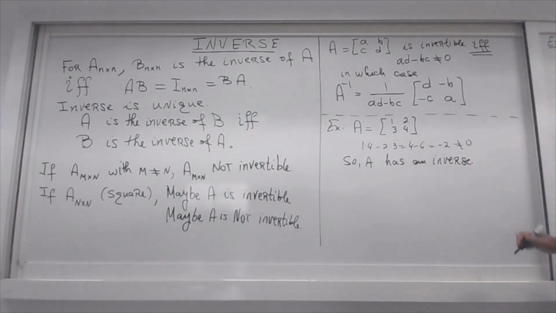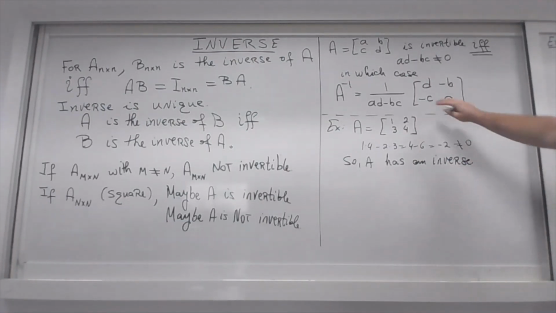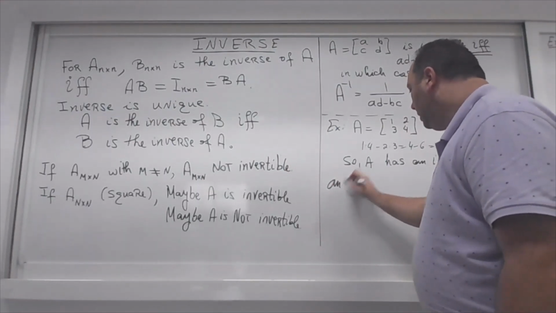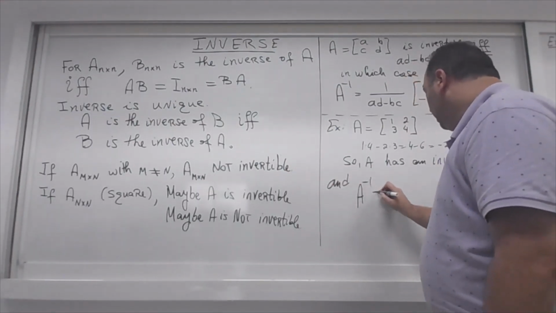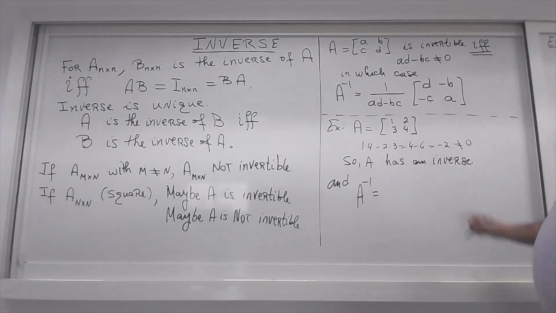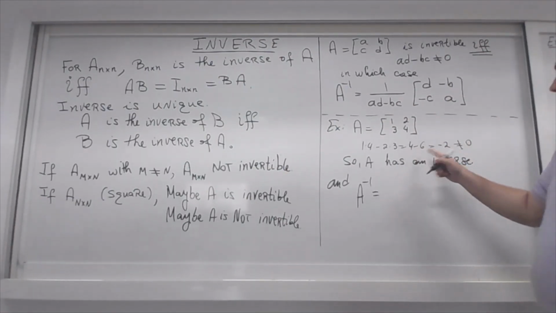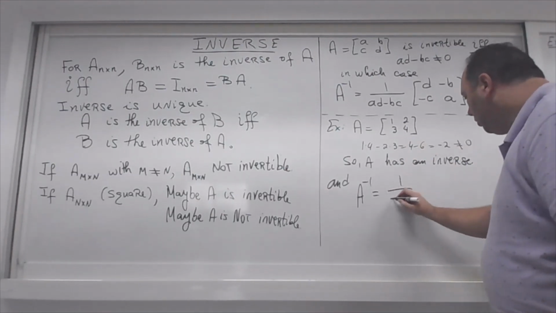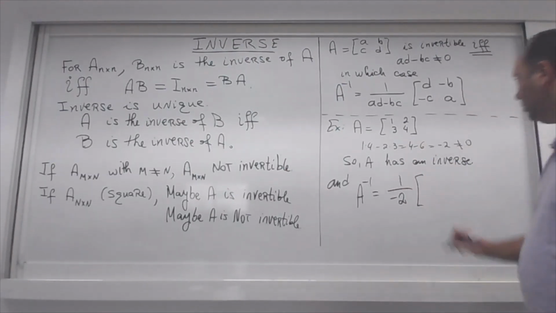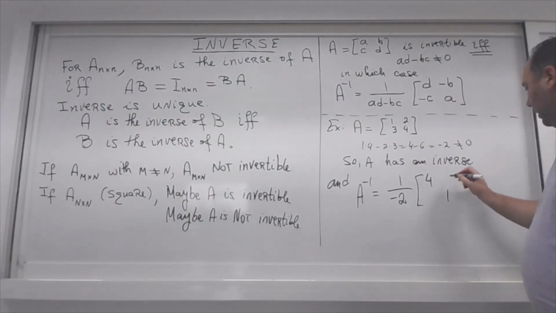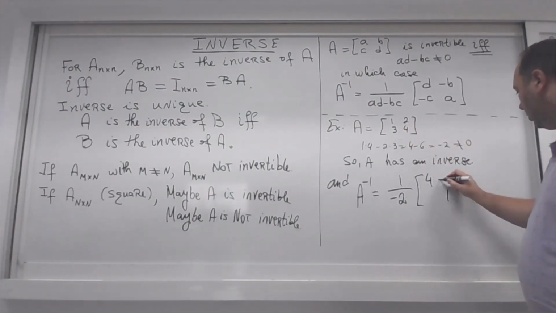So I know the inverse exists. Now I will be able to compute it, and A inverse is given by 1 over the determinant. The determinant was negative 2, so 4 minus 6 was negative 2. So it's 1 over the determinant times, we swap 1 and 4, and then in front of 2 and 3 we put in a minus sign.